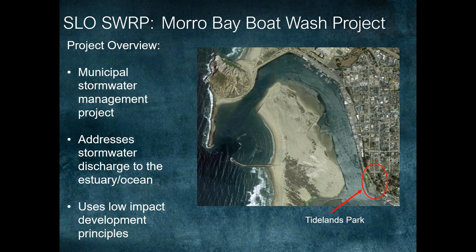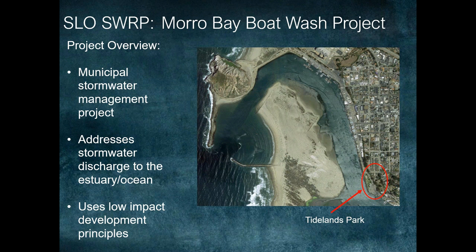This is one project in the Stormwater Resources Plan that was developed as part of the Low Impact Development Initiative program last year. A suite of projects in the Central Coast, all low impact development within the municipal city boundaries for several cities. Morro Bay had 3 projects that went through concept design, and this boat wash project is one of them. And several of those projects are on the project list.